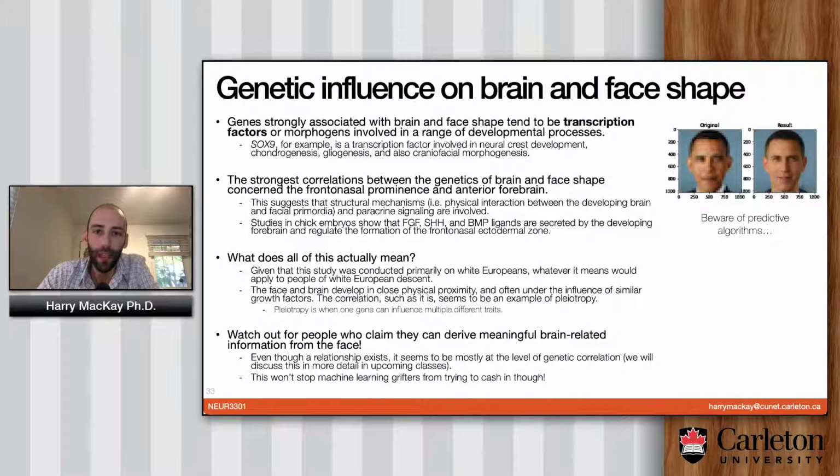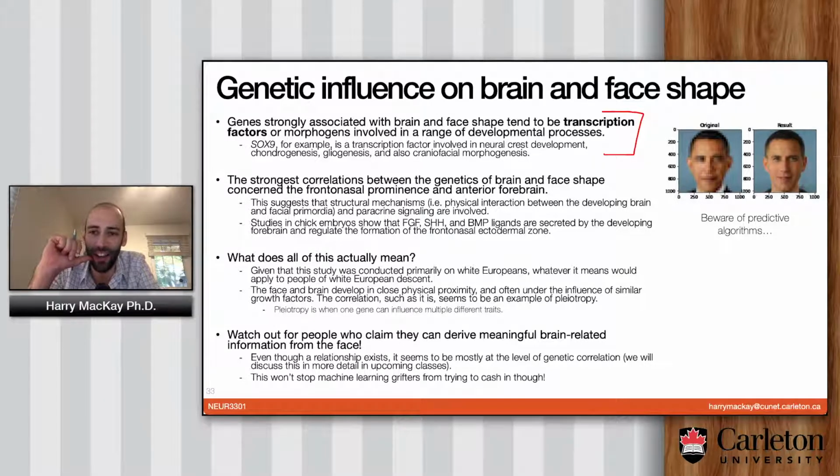So I just want to say, the genes that are linked to brain and face shape tend to be transcription factors or morphogens. And as I said, there's only a handful of these even in the genome. So typically if you have a mutation or a variation in one of these, it's likely to affect a lot of different things in a similar way. This would be called a pleiotropic effect. This is when there are many correlations between a gene and phenotype all across the body, because SOX9, for example, which is one of the genes they mentioned, is involved in neural crest development, but it's also involved in chondrogenesis, gliogenesis, and craniofacial morphogenesis.